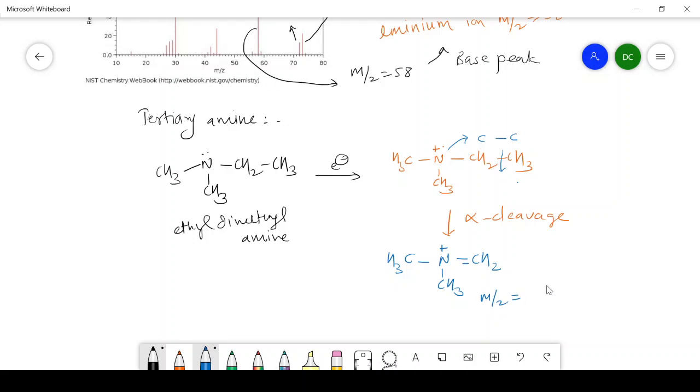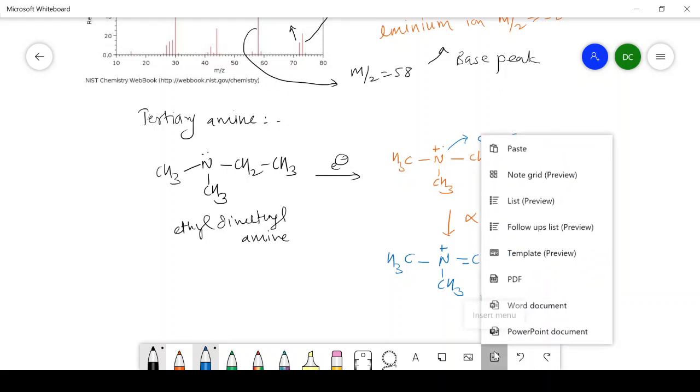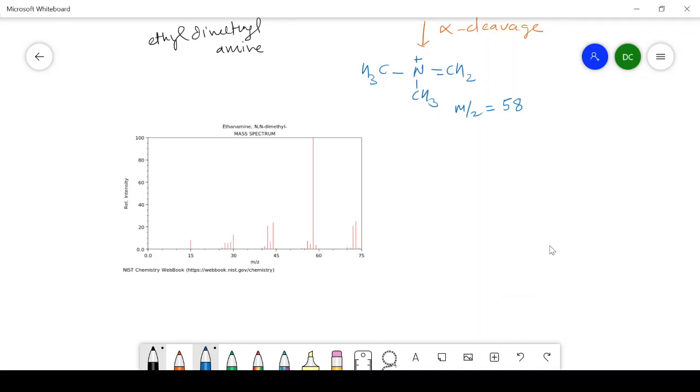If you calculate the m/z value of this iminium ion, it is found to be 58. Therefore, in the case of tertiary amine, there is alpha cleavage which will generate an iminium ion having the corresponding m/z value. Now we will see the mass spectrum of tertiary amine. In the mass spectrum of ethyldimethylamine, the molecular ion peak is observed at m/z 73 and the iminium ion is observed at m/z 58.